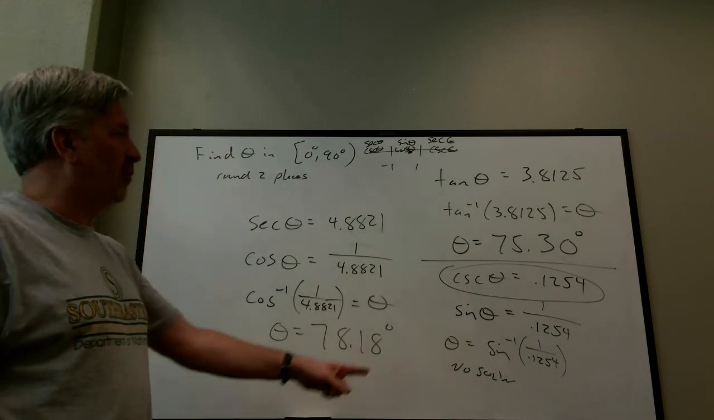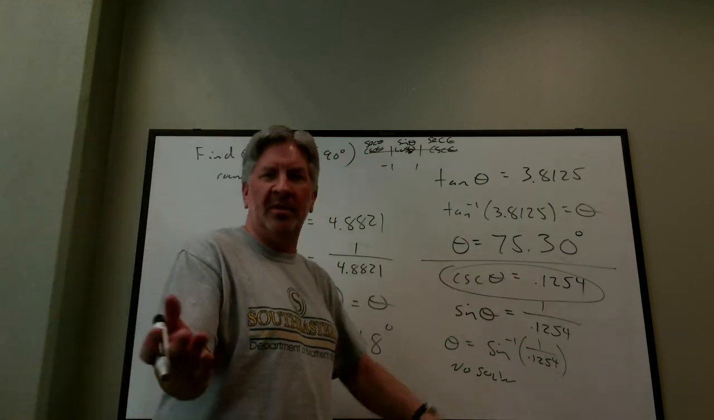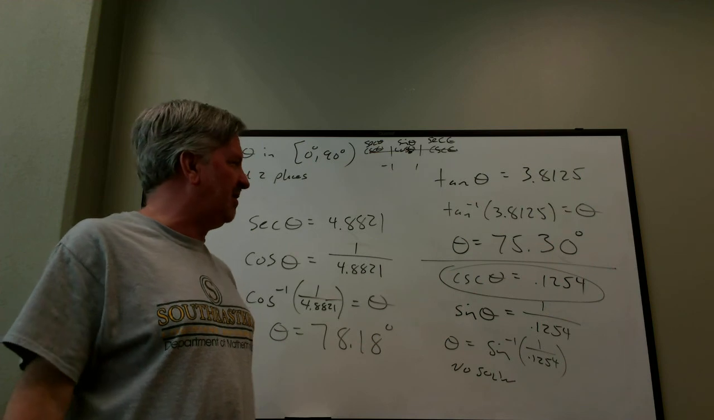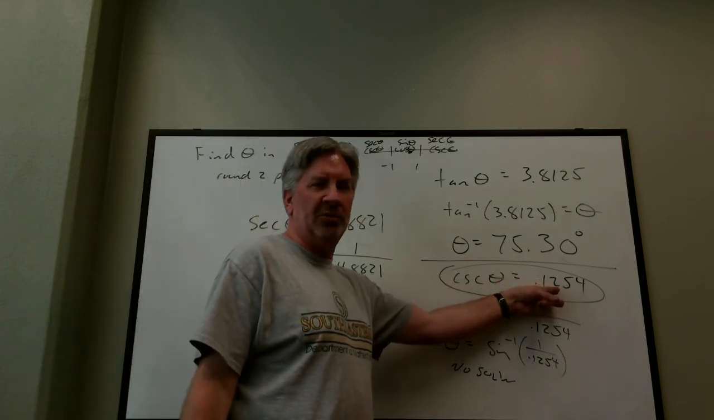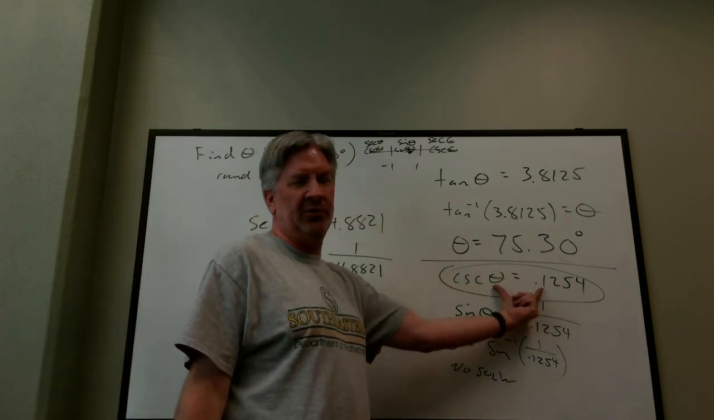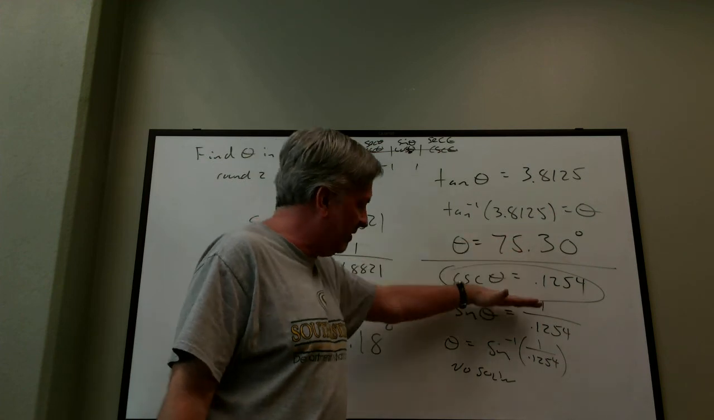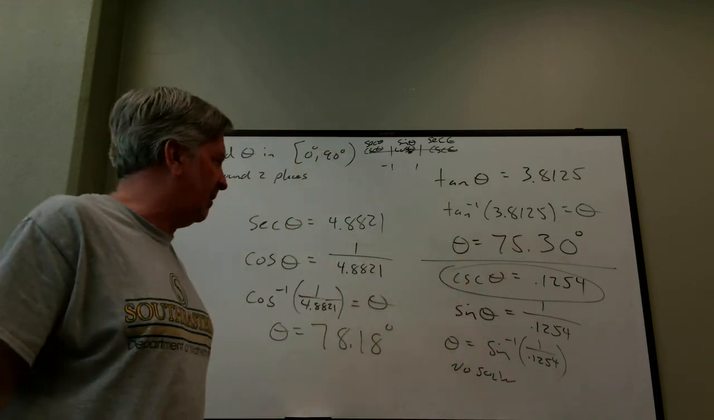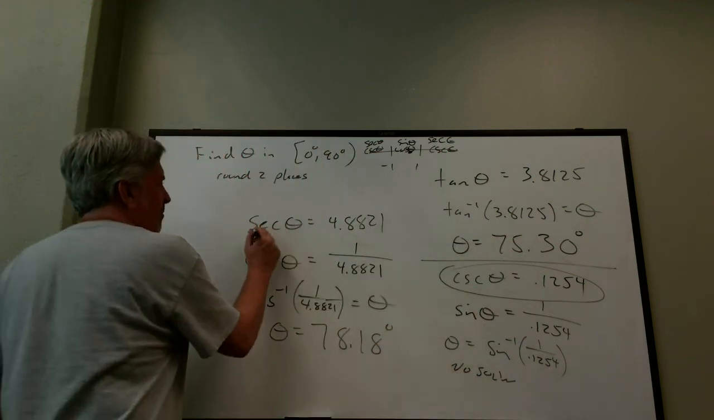Okay. So we could have realized right here, cosecant can't be. Remember we did the problems, is this possible or impossible? Cosecant can't be 0.1254. We could have said no solution in the very first step. But if you didn't notice that, I wanted you to see what the calculator would tell you. Notice here, we were going to get a solution.